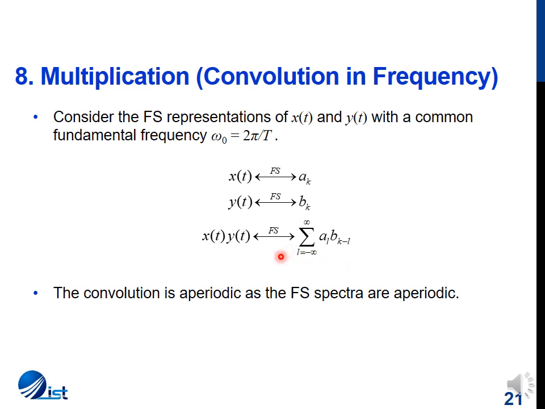So this convolution is aperiodic since the Fourier series spectra are aperiodic, they are not periodic. The time domain sequence is periodic, the frequency domain sequence is aperiodic. Again, convolution in one domain implies multiplication in the other domain.